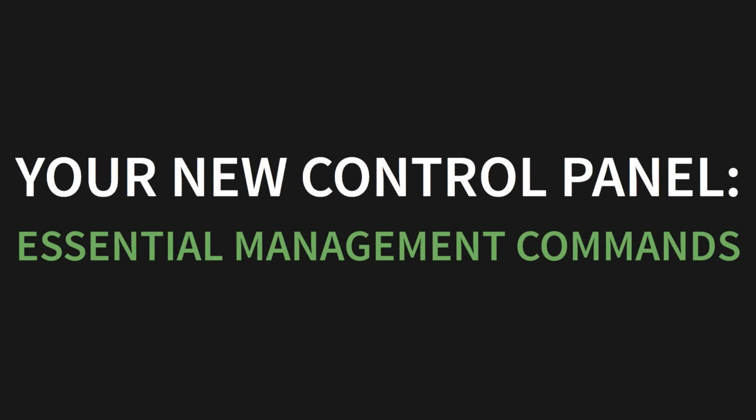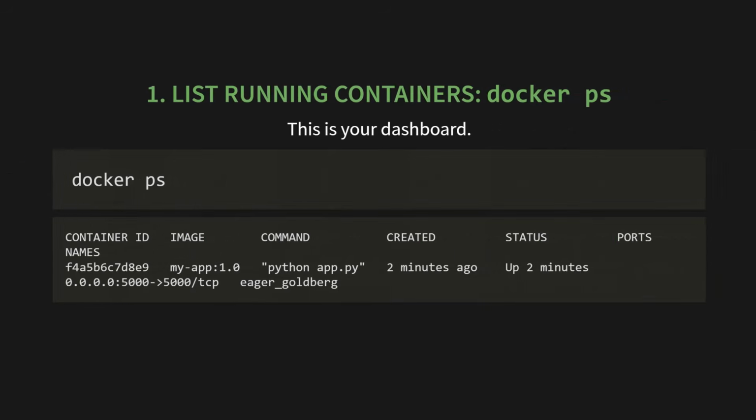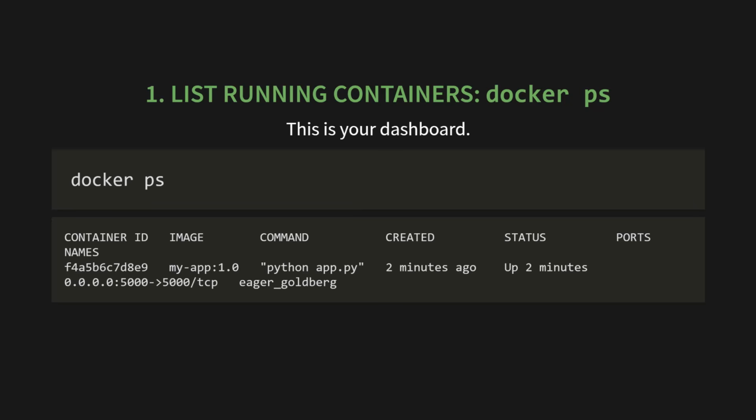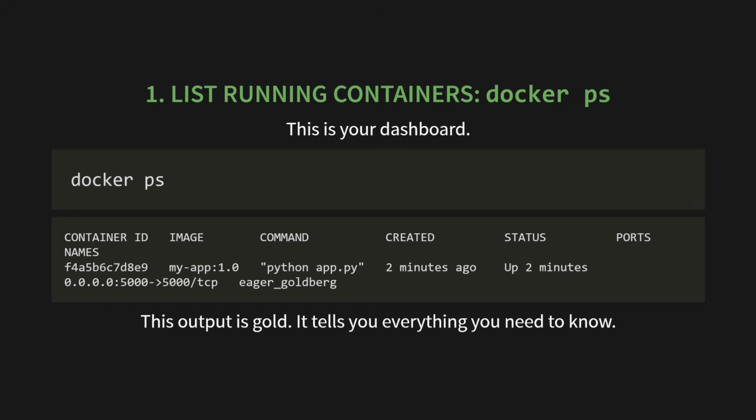These are the essential management commands you'll use every day. First, to list running containers, you use docker ps. This is your dashboard. When you run docker ps, you'll see a table with columns like container ID, image, command, ports, and names. As you can see in this example output, it's gold. It tells you everything you need to know at a glance.